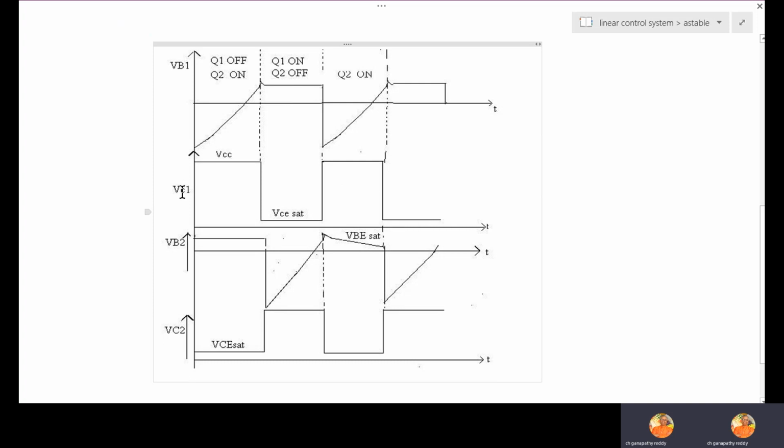VC2, VC1. When VC1 is off, VC2 will be on. When the first transistor is on, the second transistor will be off. So they mutually trigger each other. We don't apply any external trigger in this case. Automatically, this will drive the other to on. After some time, that will drive this to off. So this process will go continuously. This is how the expected waveforms look, and accordingly you need to draw. Now let me show the simulation part, how we can simulate.